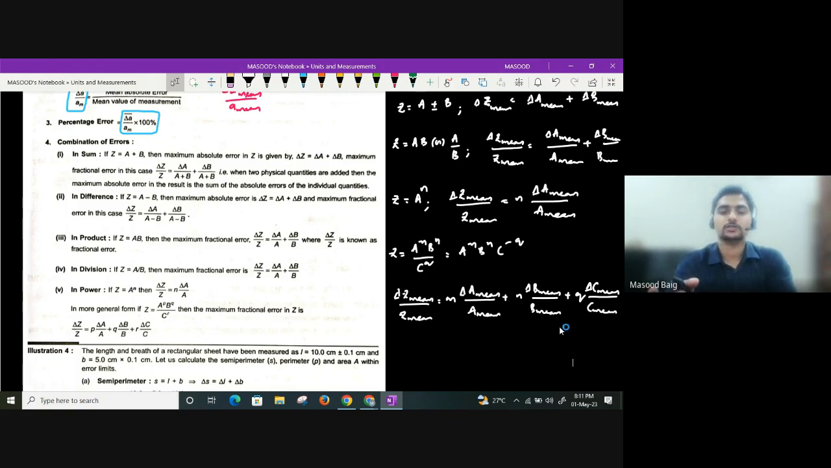Four different combinations of errors we have: where a physical quantity is represented in terms of sum or difference of two other quantities; where a physical quantity is represented as product of two quantities or ratio of two quantities; where a physical quantity is represented in terms of another quantity raised to some power. Say area of square, guys, it is L square. So area will be represented in terms of length raised to the power 2. Similarly, whenever a physical quantity is represented in terms of n number of physical quantities raised to some arbitrary powers, guys. So these are very, very important.